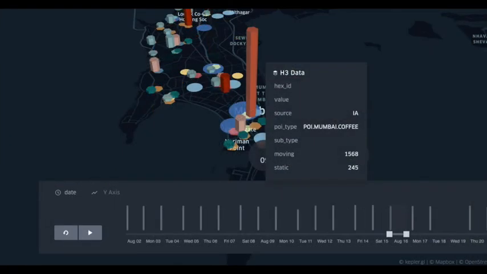Coming back to the example of these towers, here you can see the moving population is about 1568 and static is 245. Now, each of these people, moving or static, are someone that we will be able to reach out to on the channels of Instagram, Facebook, Google, and so on and so forth, and all the while keeping all the privacy considerations of GDPR and CCPA and basically user privacy sacrosanct.